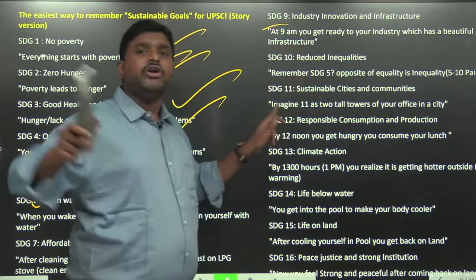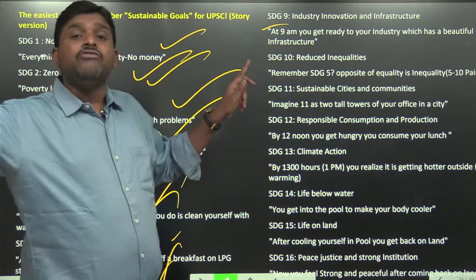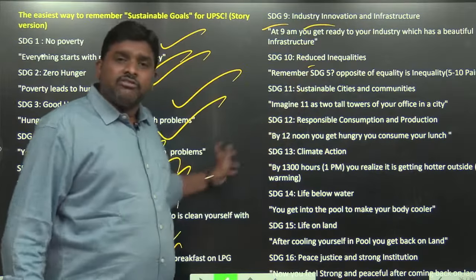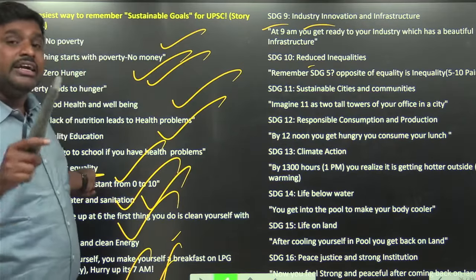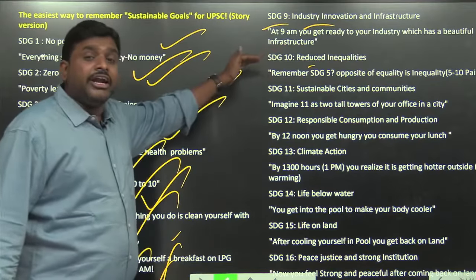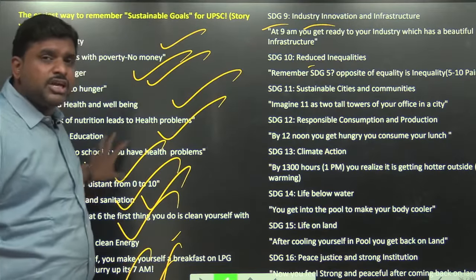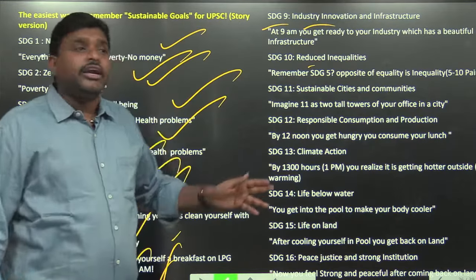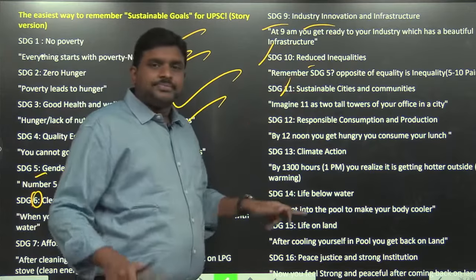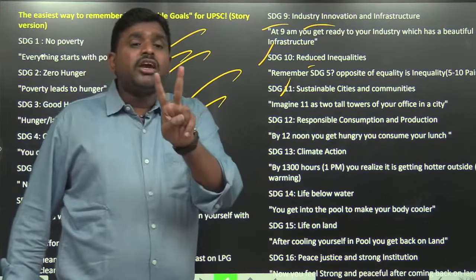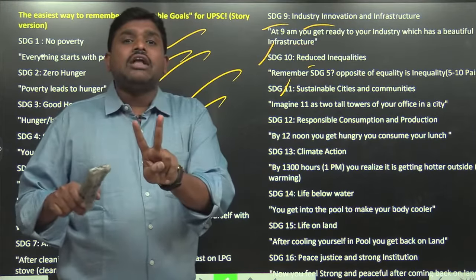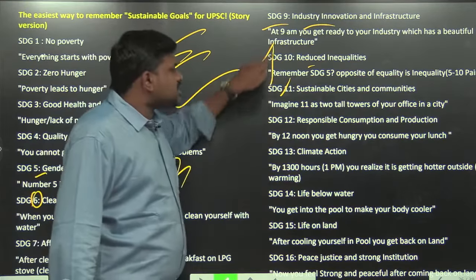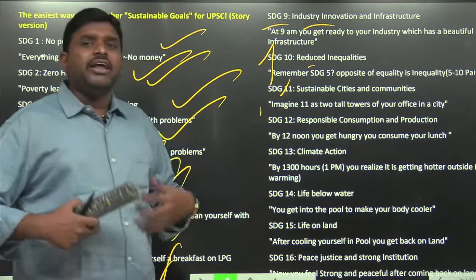9 o'clock, what happened? I went to my company, industry, manufacturing unit, where my infrastructure is. 9 o'clock, industry, innovation and infrastructure. 10 o'clock, what happened? 5 is gender inequality, 10, between 1 to 10, is reduced inequality. 11, where I am working, in two twin towers, sustainable cities. 11 is sustainable cities.